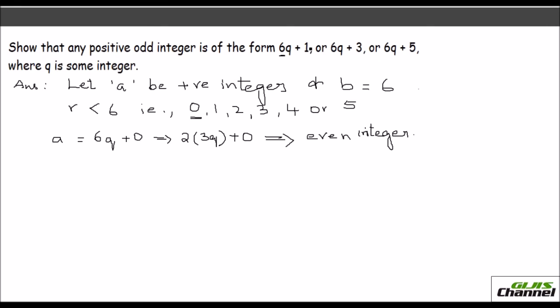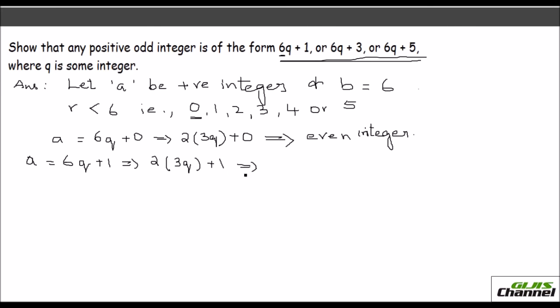Now we need to prove only these: 6q plus 1, 6q plus 3, 6q plus 5. Okay. So let me write the first one. My a equals 6q plus 1. So this 6q, I can write it as a multiple of 2, right? So that would be 2 times 3q plus 1.